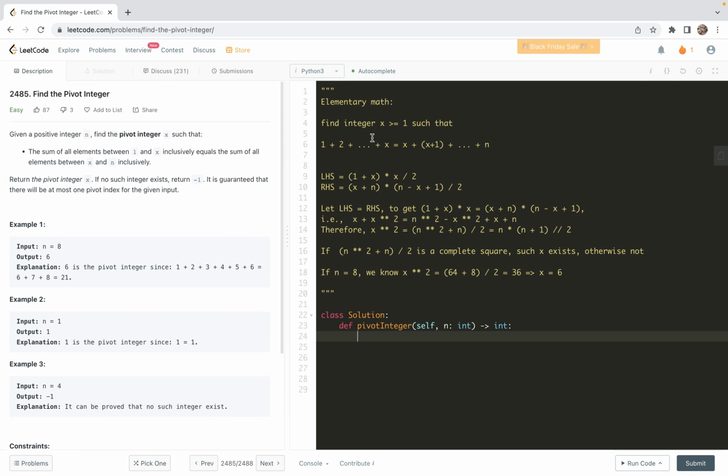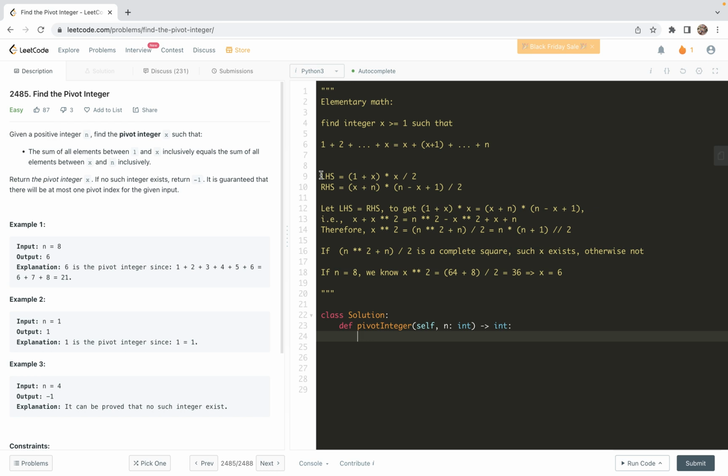So here we're going to do some mathematics. Actually for this problem, the coding is not that essential, but here we want to do some mathematical analysis. So the question asks us to find the integer x, which is greater than or equal to 1, such that 1 plus 2 plus up to x equals x plus 1 adds up to n, right? So this is what we want to find.